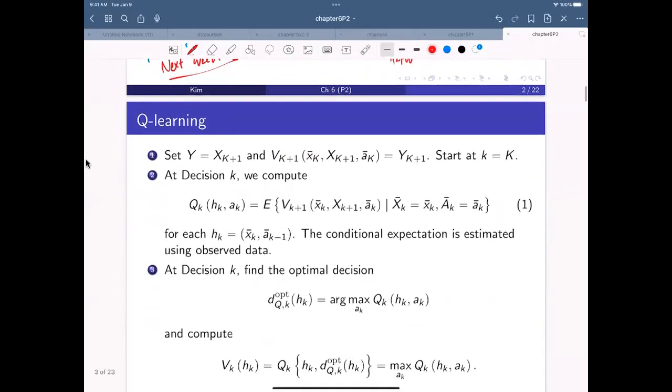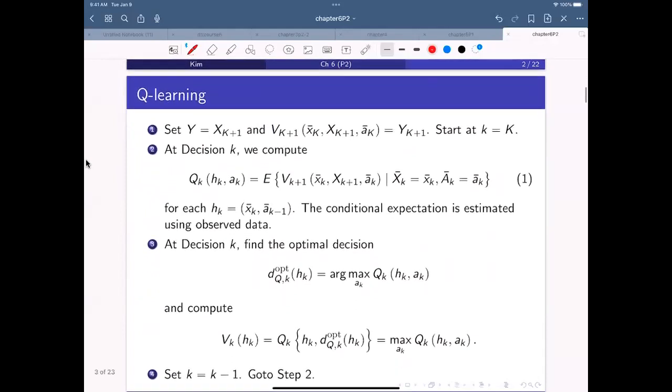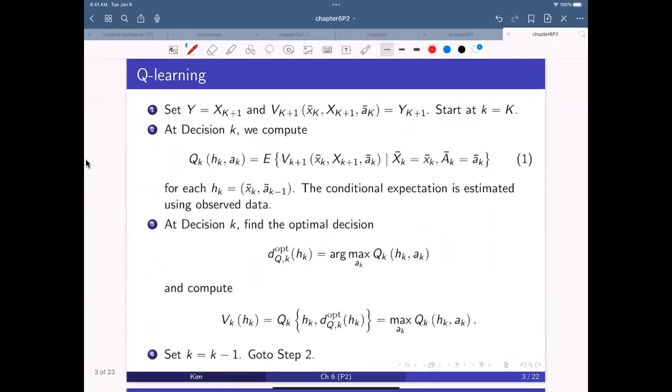So here's a summary of Q-learning. Basically, this is what I already explained using the homework example. You start with Y, and start with K equal to capital K, the last step, right?